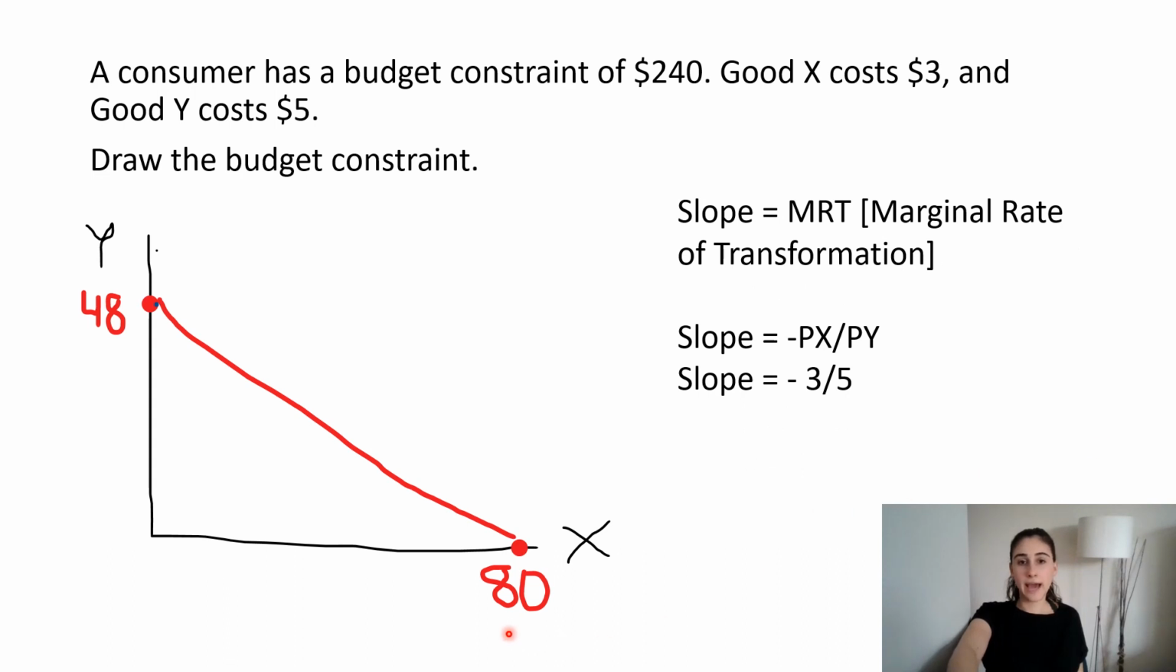Now that both the X and the Y intercepts are found, we're able to draw the budget constraint. It is important to note that the slope of the budget constraint is called the MRT, or the marginal rate of transformation. Mathematically, the slope is found by setting up this equation, negative price of X over price of Y. Price of X is 3 and price of Y is 5, so the slope in this example is negative 3/5.